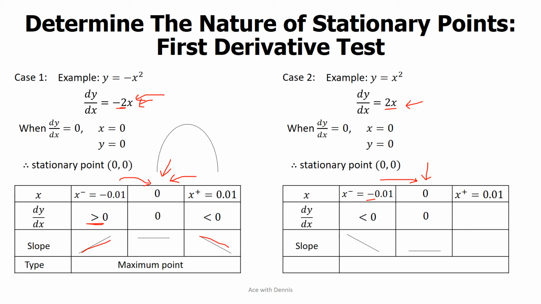Next, I will choose a number which is very close to 0 but slightly bigger than 0. Okay, let's choose x plus as 0.01. Again, I substitute inside this dy over dx. I don't have to find the exact value, just need to look at the sign. So 2 is a positive number, x plus is a positive number, so I will get a positive number, then dy over dx will be greater than 0. So the slope will be going up. It's an increasing function, right? So it is a smiley face. The type of the stationary point will be a minimum point.